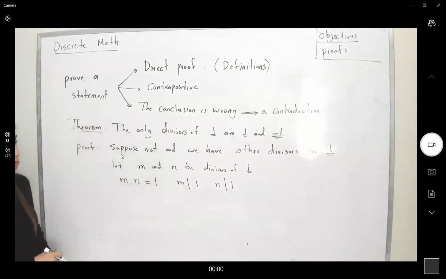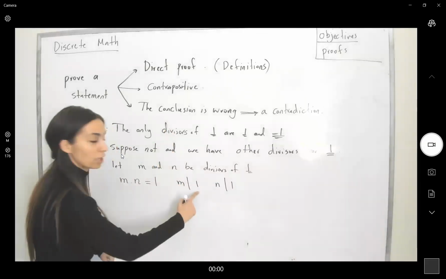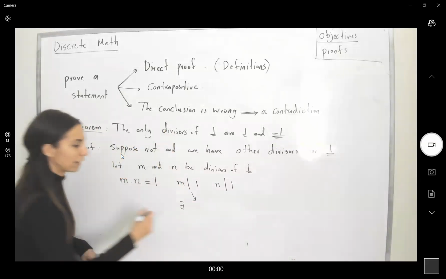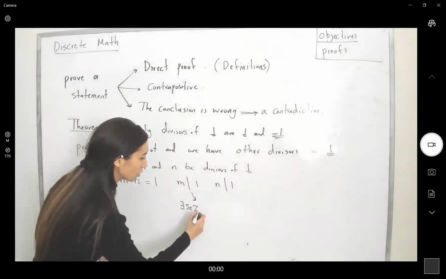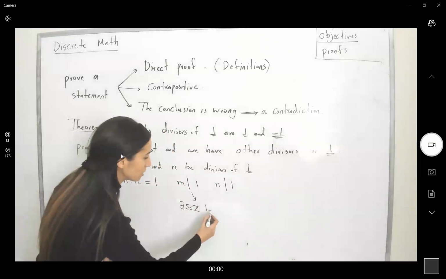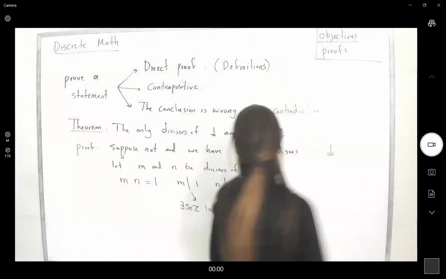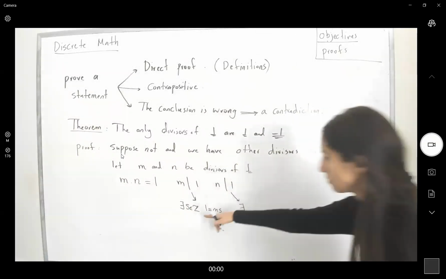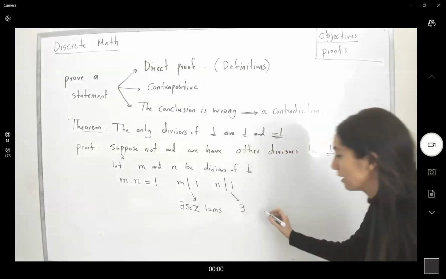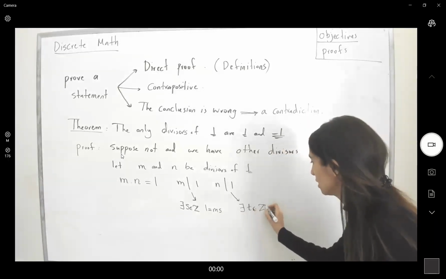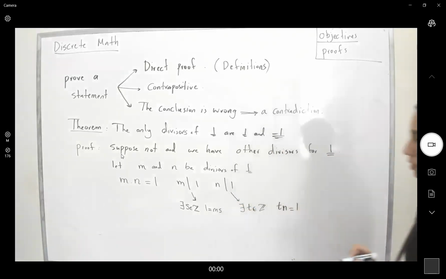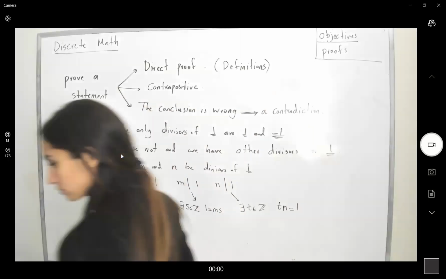Okay, perfect. So what do we have in this case? m divides 1, it means that by definition, there exists another factor, like s, which belongs to Z, such that 1 is equal to ms. n divides 1, it means that there is an integer like t, which belongs to Z, such that t times n is equal to 1. Okay, these are the meanings of being the factors or divisors of 1.